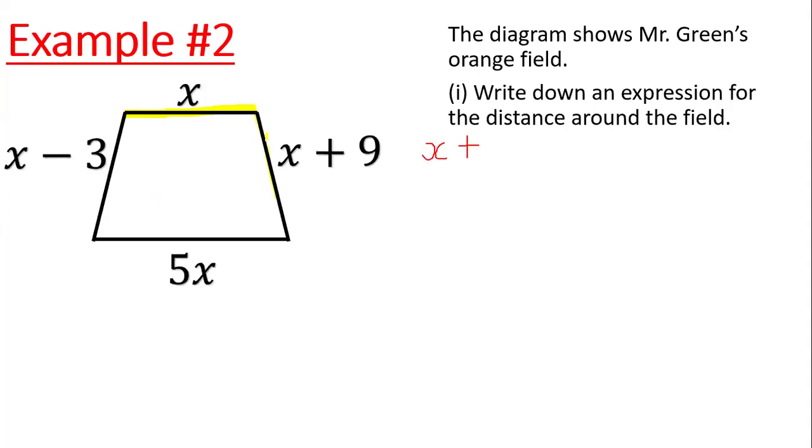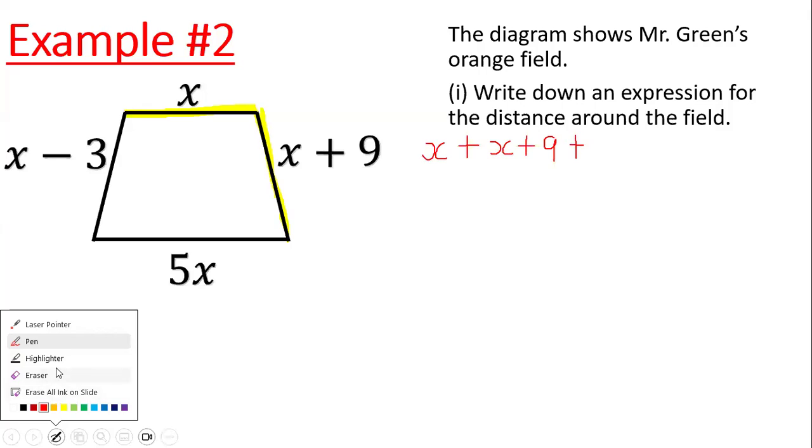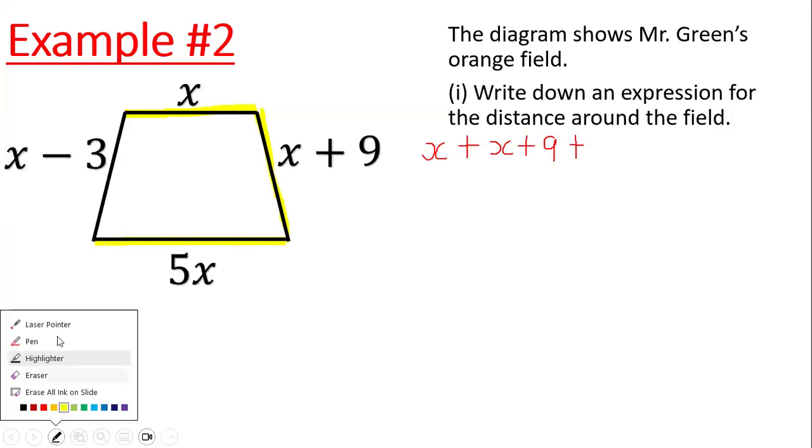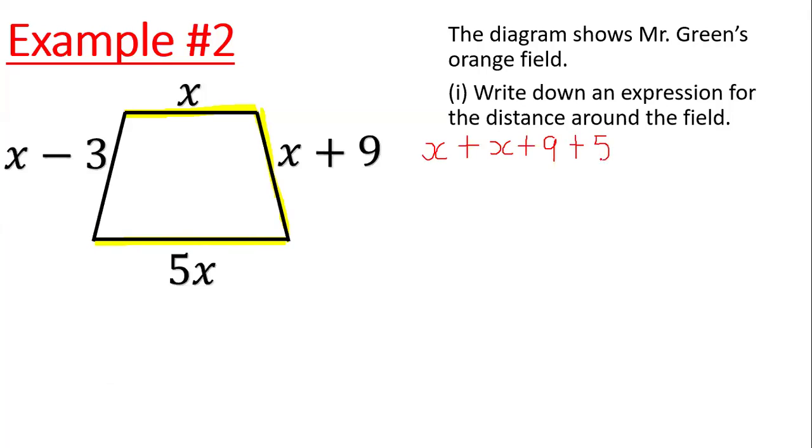So we're going to do this part, X plus 9. So this part as well, X plus 9. Then afterwards, we have what? Plus 5X. Plus 5X, yes. So we're going to highlight this right there, 5X. Okay, plus 5X. All right. Plus what? Plus X minus 3. Right there.